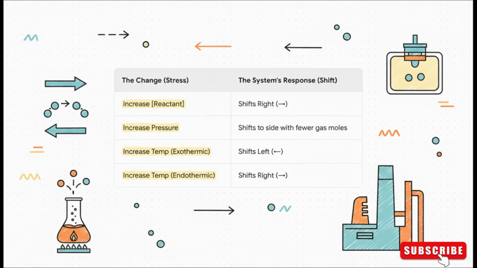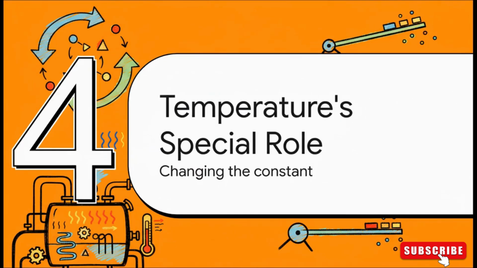And what about temperature? For an exothermic reaction that gives off heat, heat is like a product. So if you add more heat by raising the temperature, the system shifts left to try and absorb that extra heat. It's incredibly predictable. All right, let's zoom in on temperature for a minute because it's special.